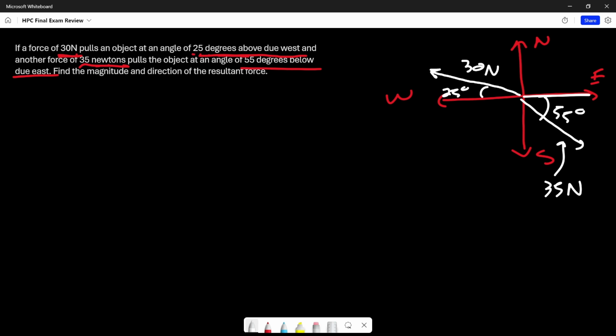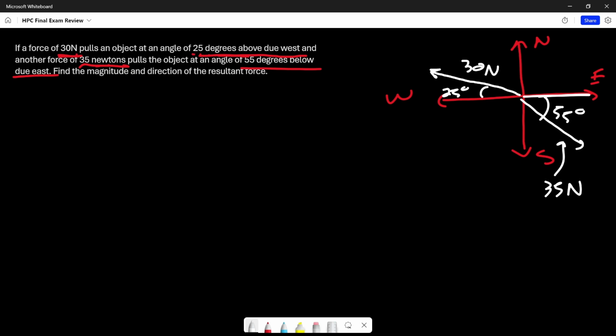And essentially, to find the resultant, so the magnitude and direction of the resultant force, how I usually like to do these problems is to just go with the components and then add them. I find it a lot easier and faster than doing the triangle trigonometry, but you could do it either way. I'm going to do it with the components.